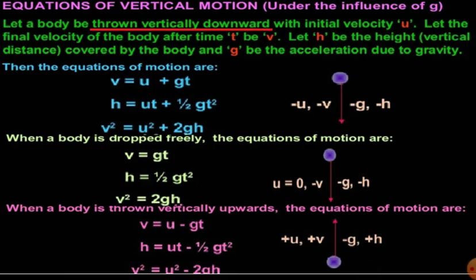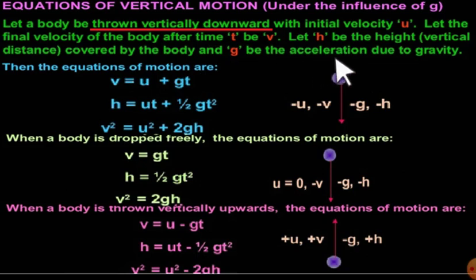Let's see about the equations of motion. This is very important when you try to solve numerical problems relating to free fall, or of a falling object. Let a body be thrown vertically downward. Suppose you are standing on a terrace and you throw a stone downward, that is the condition. Let a body be thrown vertically downward with initial velocity u. Let the final velocity of the body after time t be denoted by small v. Let h be the vertical distance covered by the body, and small g is the acceleration due to gravity.